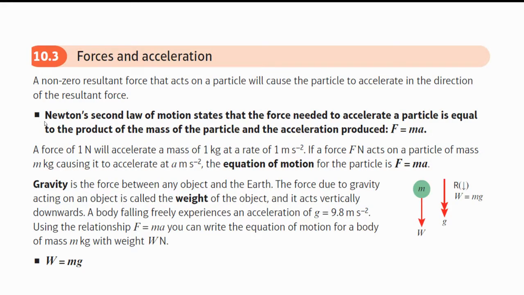So Newton's second law, said properly, is the force needed to accelerate a particle is equal to the product of the mass of the particle and the acceleration produced. Now on, I'll just be saying F equals ma. And SI units are newtons, kilograms, and meters per second squared. And that means that 1 newton equals 1 kilogram accelerated at 1 meter per second squared.